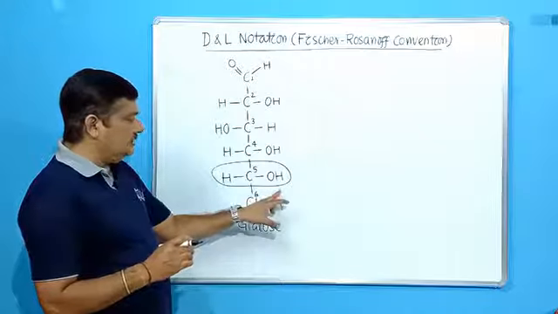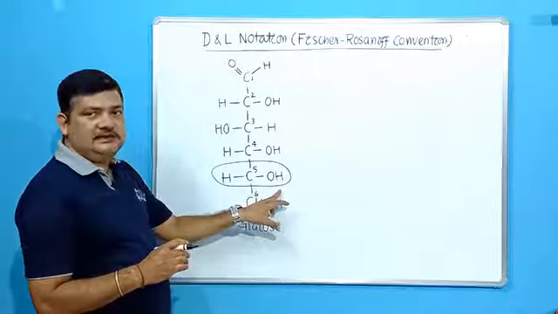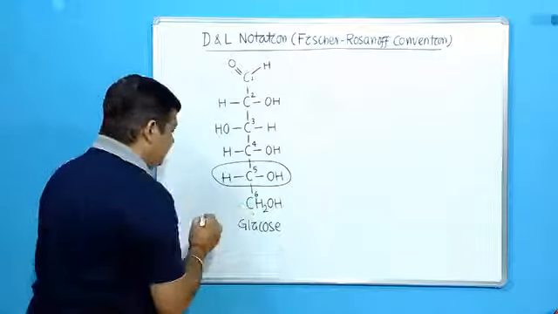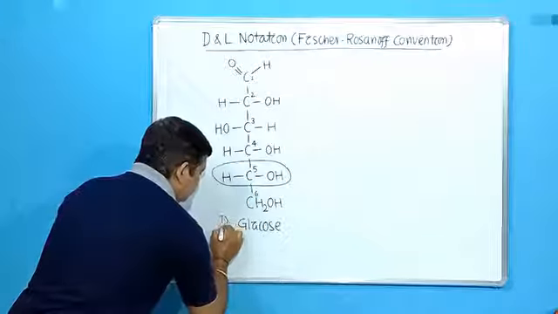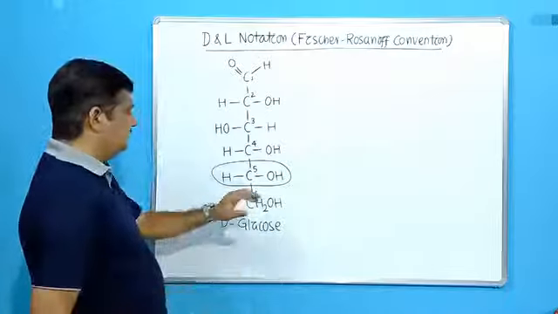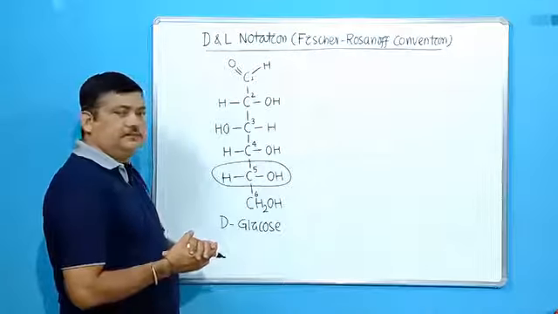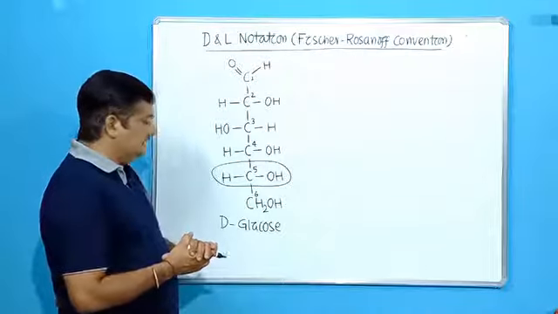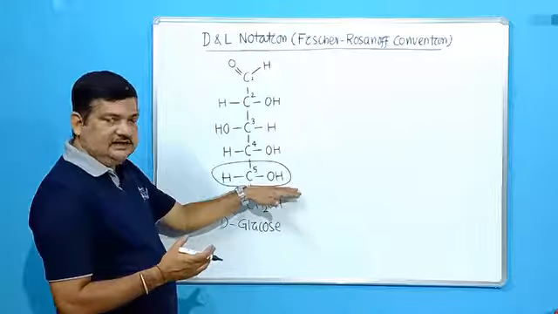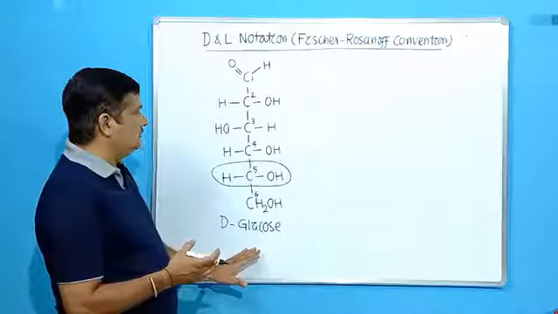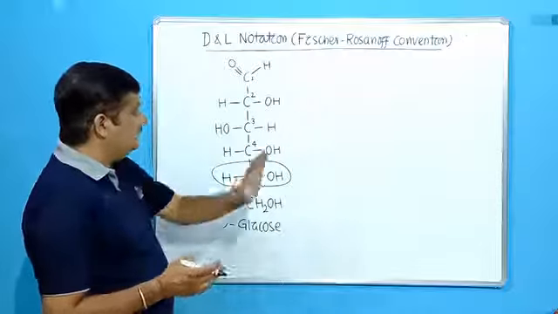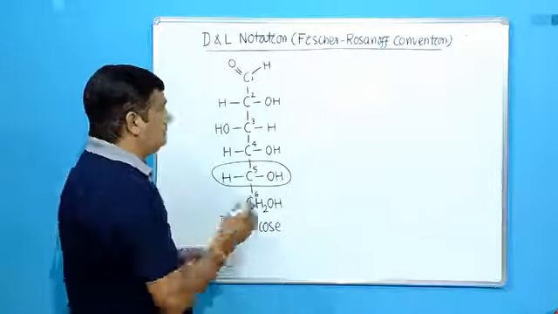Okay. So here look, the hydroxyl group is on the right hand side. That means it will be D glucose. Because in the 5th carbon atom, the hydroxyl group is present on the right hand side, it will be D glucose. Okay. Then how to write down the structure of L glucose?